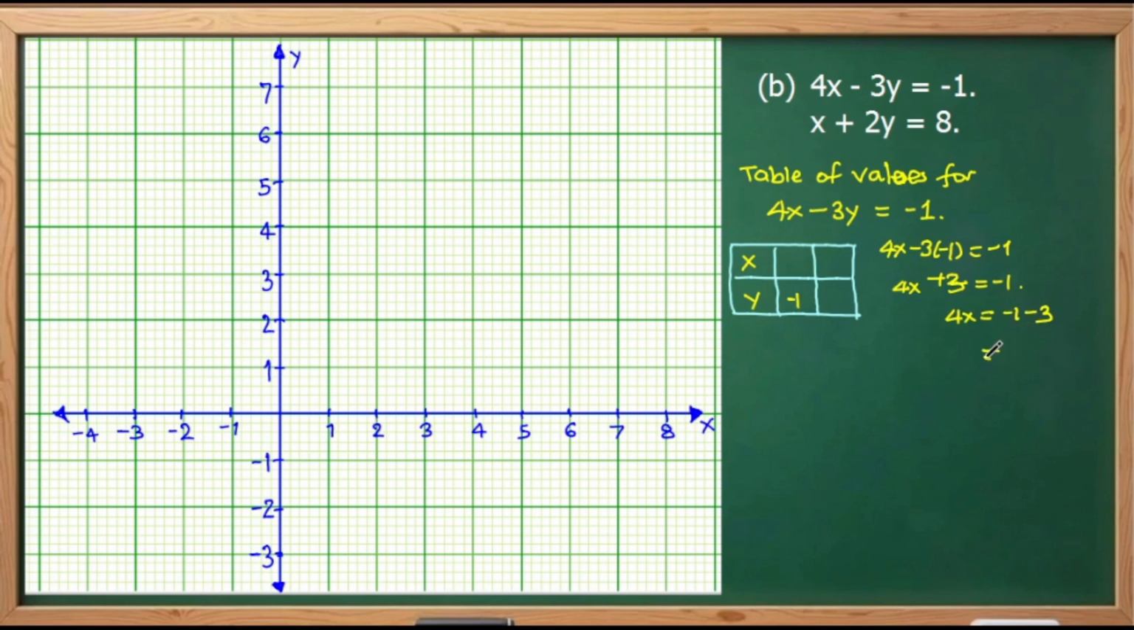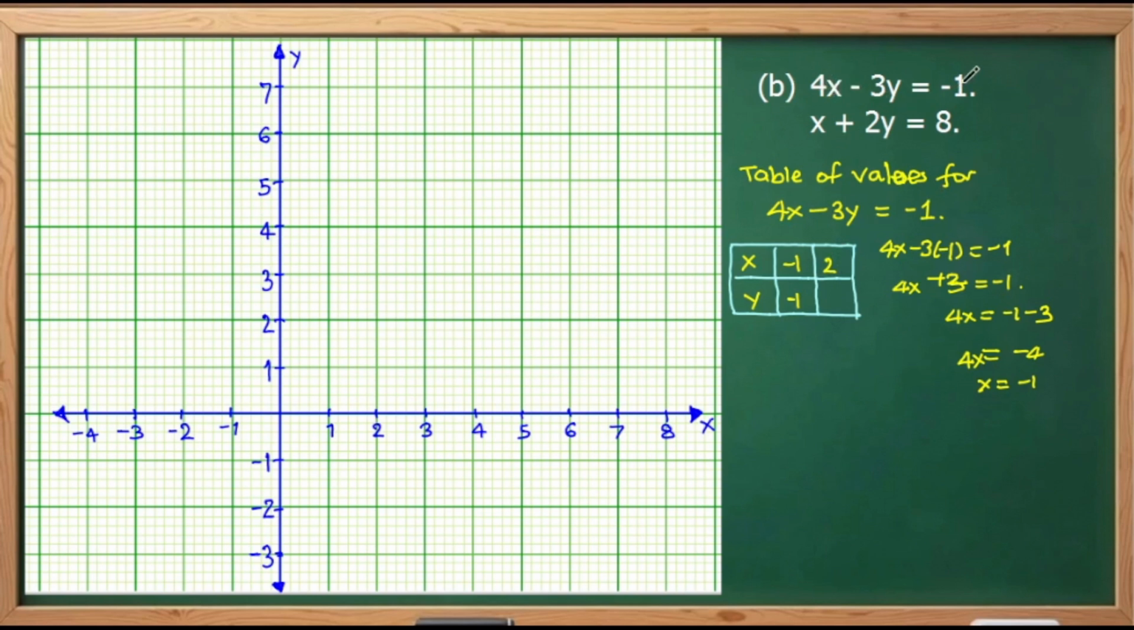So this one sums to negative 4 equals 4x, and when you divide both sides by 4, our x value is negative 1. So we see here also y is negative 1, x is negative 1. Now let's try 2 for x and see how it works out. So let's put here 2 for x.